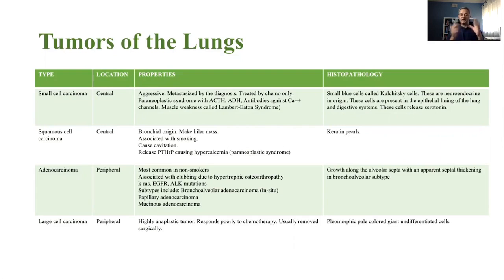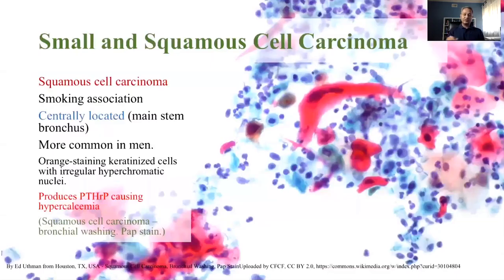And that has big giant cells, and they are pale in color. I'll show you the slides. Cool. So this is a table. So now let's look at the slides. Look at this: small cell and squamous cell carcinomas. They both are centrally located. Smoking association for the small cell carcinoma, very common. This is more common in men, although it is increasing in women as well.